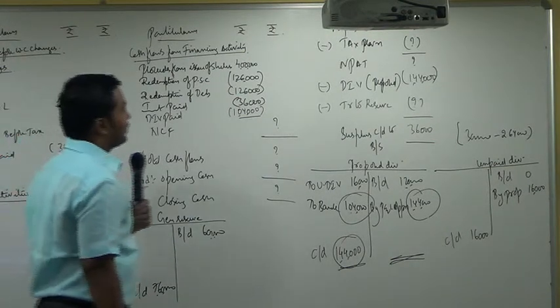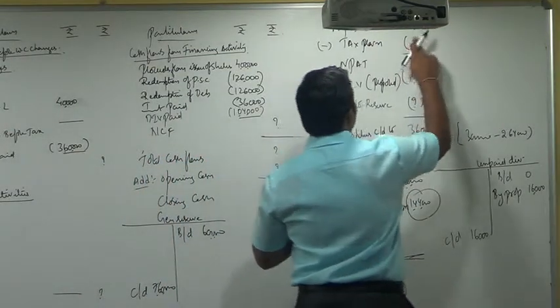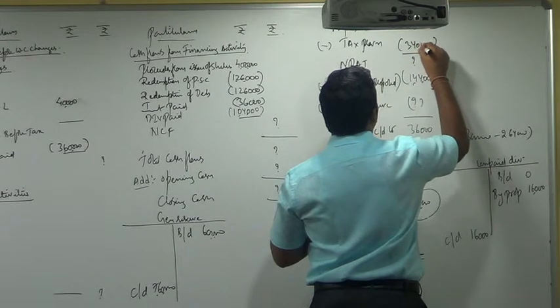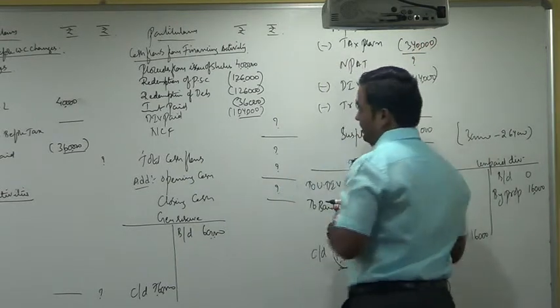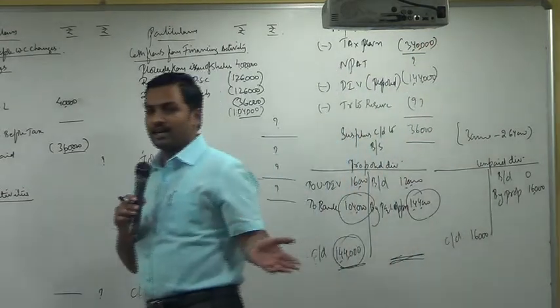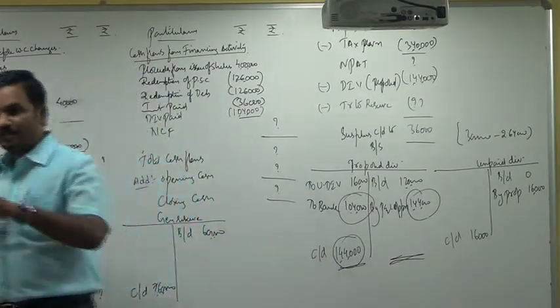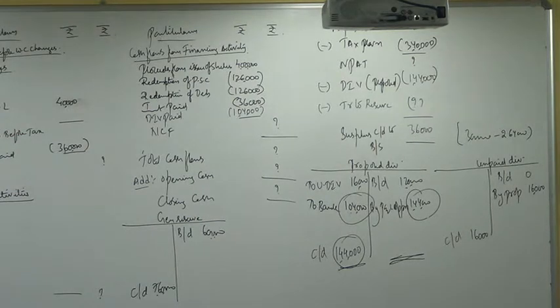Tax provided for. Where do I show tax provision? Here. How much was tax provided? 3 lakh. Last year liability discharged. Current year liability provided. Unpaid dividend story we have done already. Next, come to asset side.